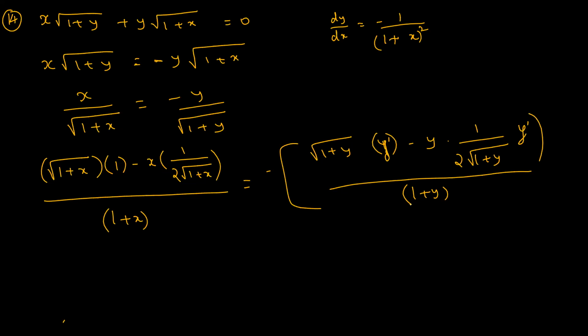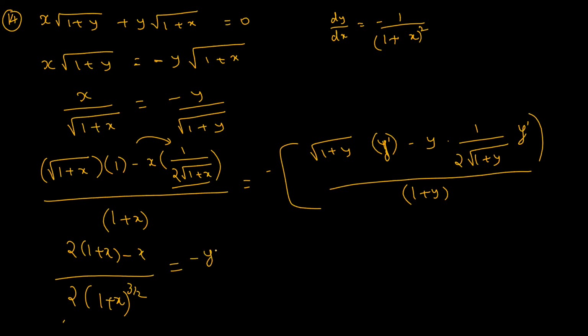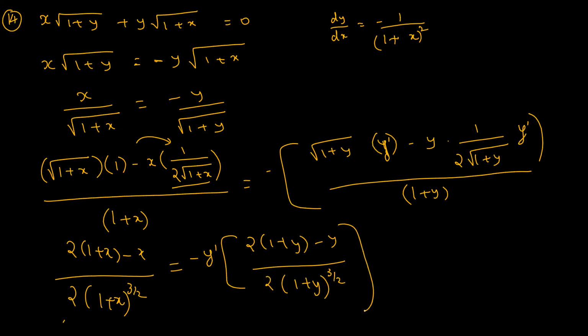If you take LCM, you will have 2 into 1 plus x minus x, the whole divided by 2 into 1 plus x, the whole power 3 by 2. Am I clear with this step? So 2 into root of 1 plus x into root of 1 plus x is 1 plus x, minus x. The whole divided by 2 root of 1 plus x will get multiplied with 1 plus x. So 2 into 1 plus x power half into 1 plus x is 1 plus x, the whole power 3 by 2. So this will be equal to minus y dash into similar treatment, except y dash. So 2 into 1 plus y minus y, the whole divided by 2 into 1 plus y, the whole power 3 by 2. So the 2 and 2 are gone. So 1 plus x minus x. Oh, sorry.